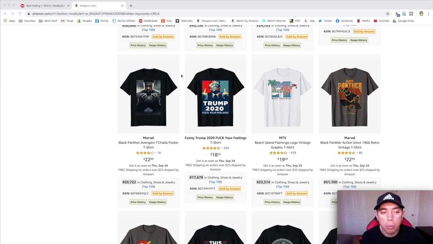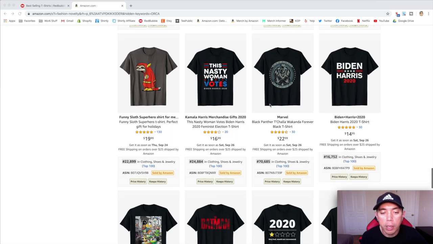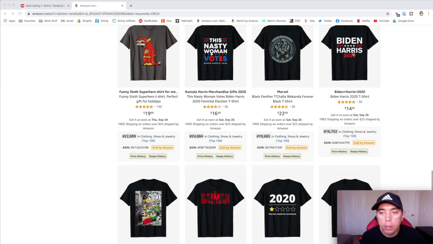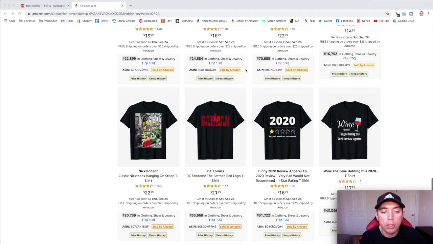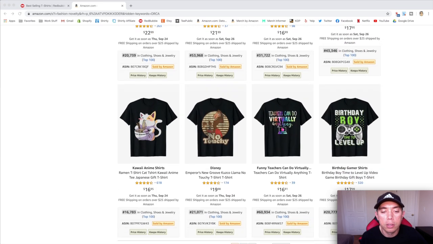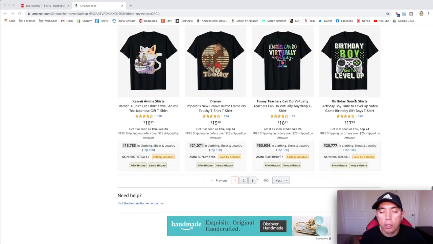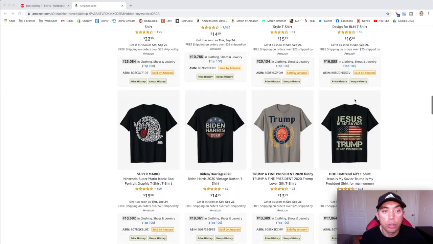Except for like Marvel, of course, they have great artwork, but things that are made by regular people, not that much artwork, mostly text. This is a nice artwork, actually. So there are some exceptions, but mostly big text and smaller graphics, or simple graphics, I should say. So you can see it again. Now, let's look at RedBubble and I'll show you the difference.